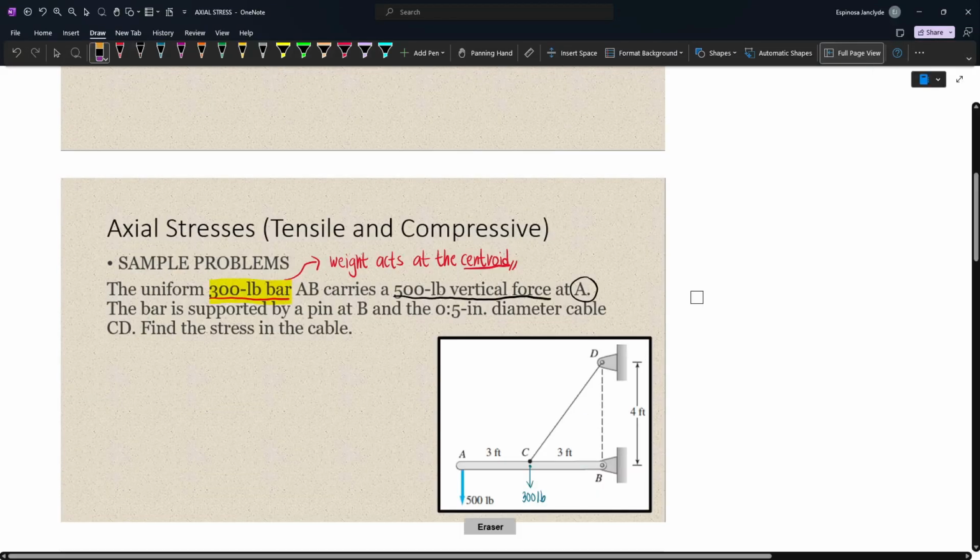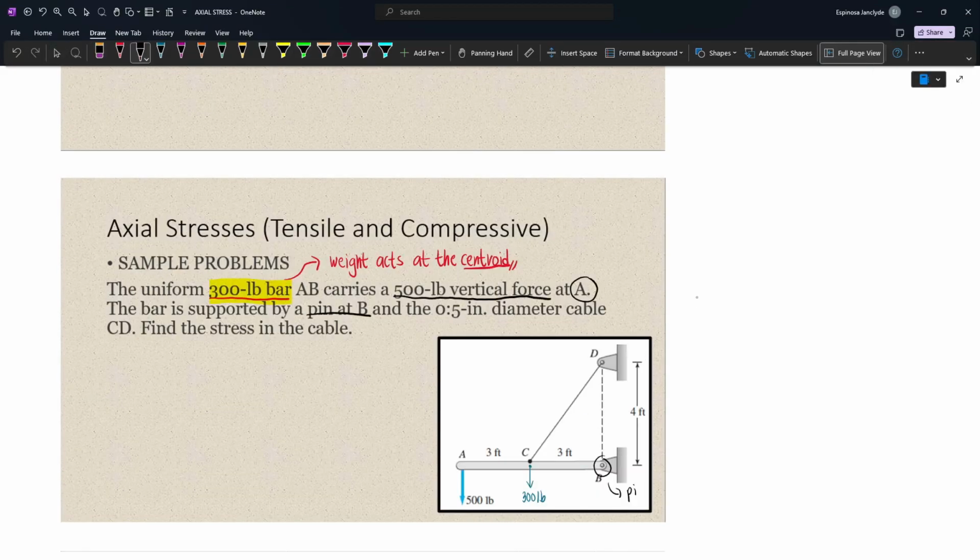And then we have a 500 pound force at A. And then let's not forget the external reaction at B, which is a hinge connection. Now, the diameter of our member CD is 0.5 inches. Because we are to find the stress in the cable, we need to first find the internal force developed in the cable. And so drawing our triangle, we have these components, and we essentially have a 3-4-5 triangle.